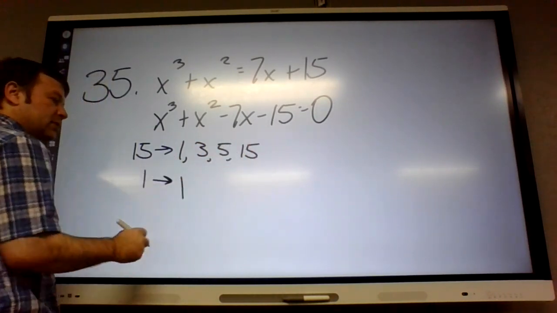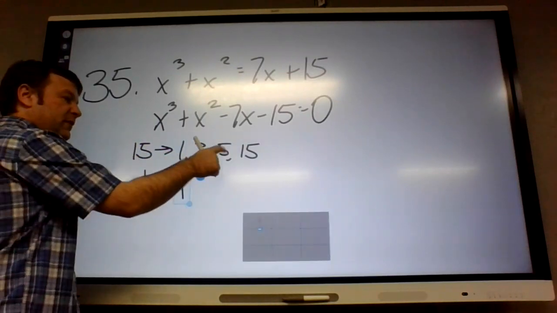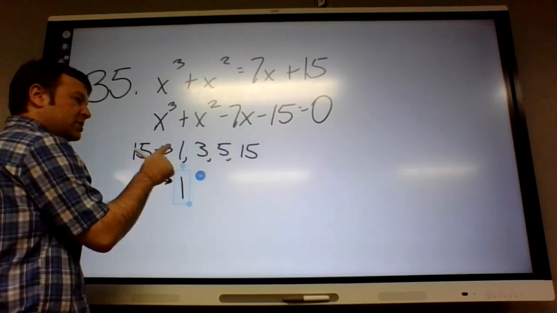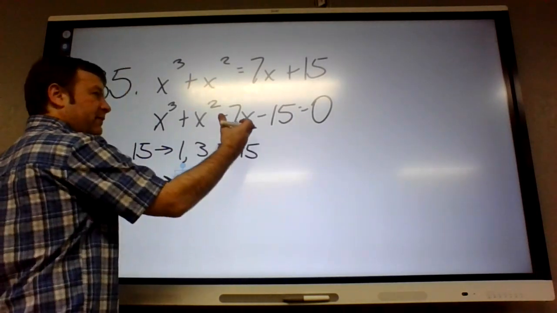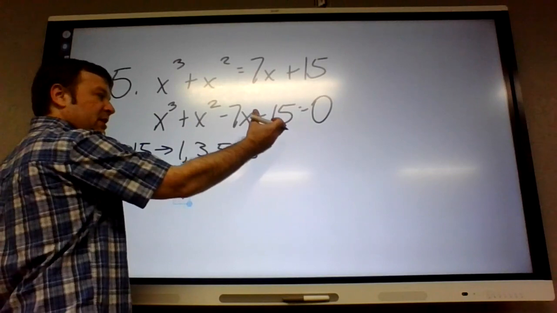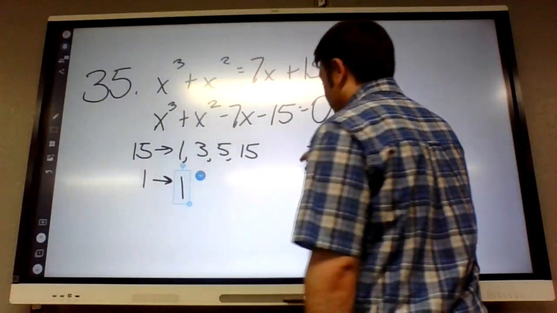Factors of 1. So it's 1 over 1, 3 over 1, 5 over 1, 15 over 1, which is just 1, 3, 5, and 15. Technically, factors of 15 could be negative 3 times 5 or negative 5 times 3. So these could all be positive or negative.